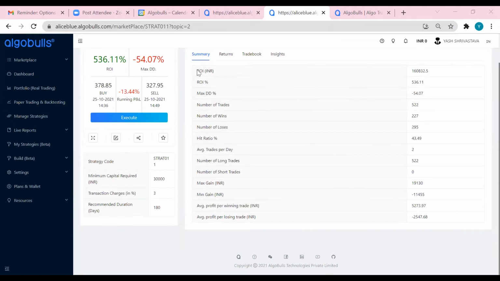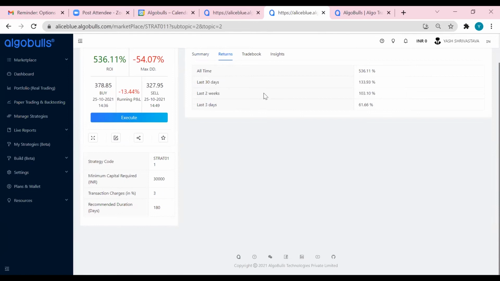So you can find what's the ROI the strategy has generated in amount since the time of inception, what's the ROI in percentage, what's the maximum drawdown it faces, number of total trades for 522, number of win trades for 227, and number of loss trades for 295. What was the hit ratio of the strategy, average trade per day, number of long trades, number of short trades, maximum gain the strategy had in a day, and the maximum loss the strategy faced. Apart from that, average profit winning ratio and average profit per loss booking ratio too. You could find all the relevant information over here with regards to the strategy.